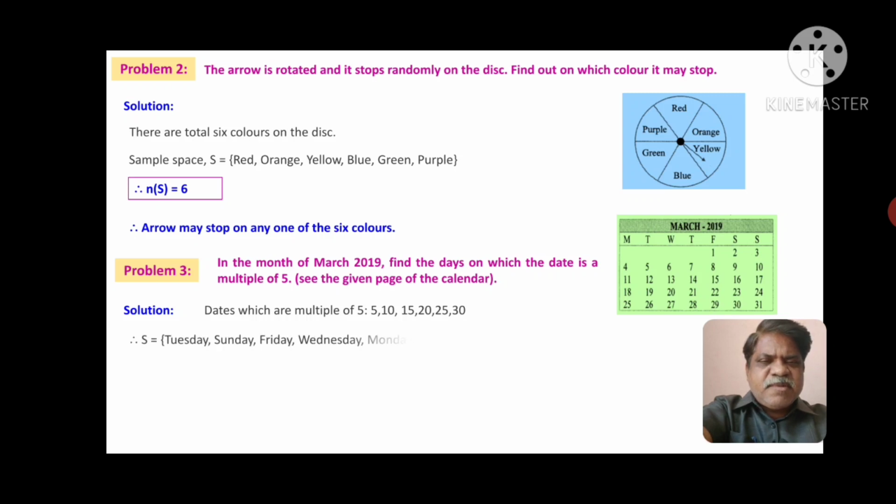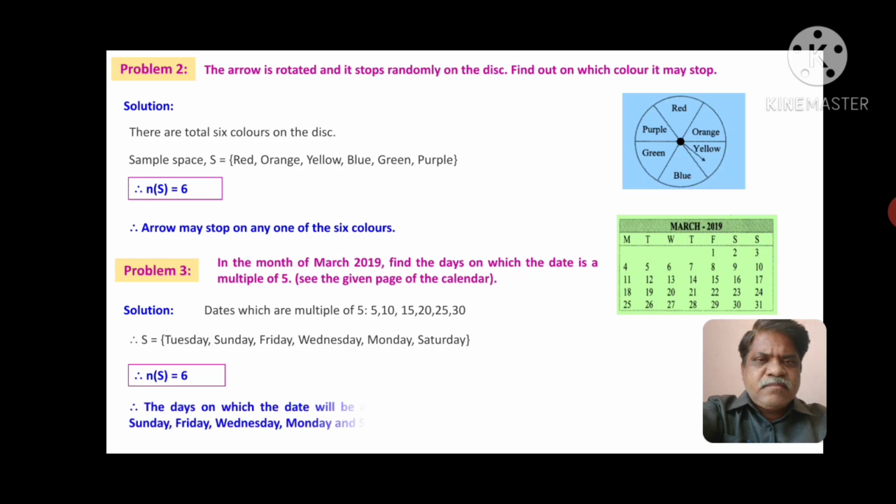So friends, the sample space S could be written as the days on which this comes. That may be Tuesday, Sunday, Friday, Wednesday, Monday and Saturday. Therefore, the N of S will be equal to 6. Therefore, the days on which the date will be a multiple of 5 are Tuesday, Sunday, Friday, Wednesday, Monday and Saturday.